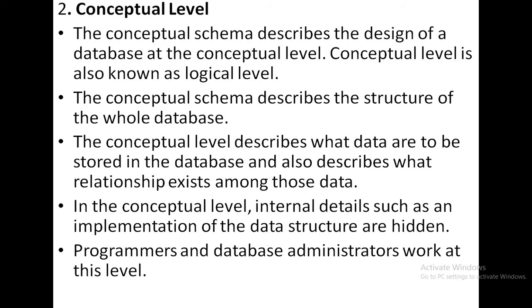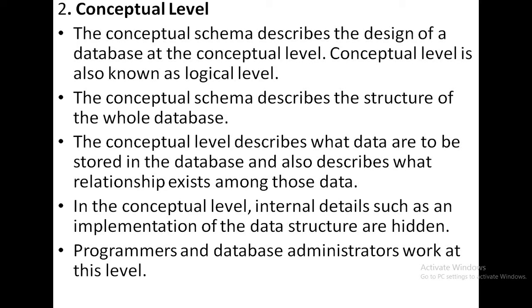Okay. So next is your conceptual level. The conceptual schema describes the design of a database at the conceptual level. The conceptual level is also known as the logical level. So the conceptual schema describes the structure of the whole database. The conceptual level describes what data are to be stored in the database and also what relationships exist among those data. In the conceptual level, internal details such as implementation of the data structure are hidden, and programmers and database administrators work at this level.